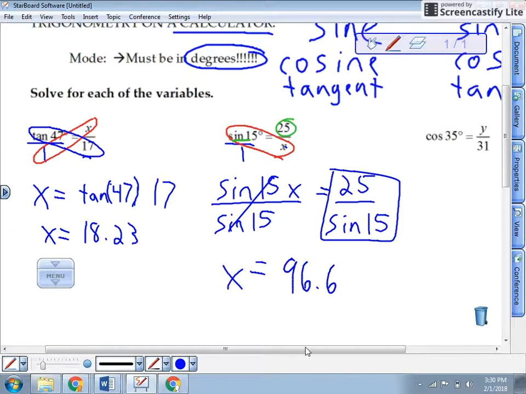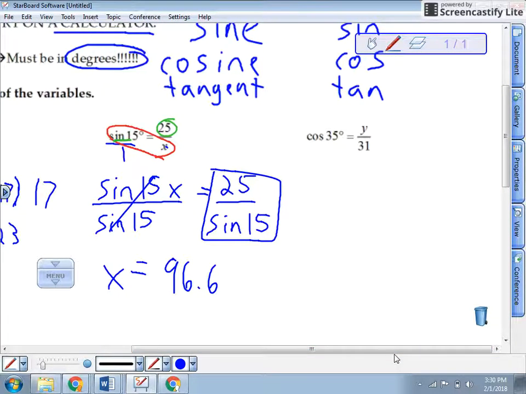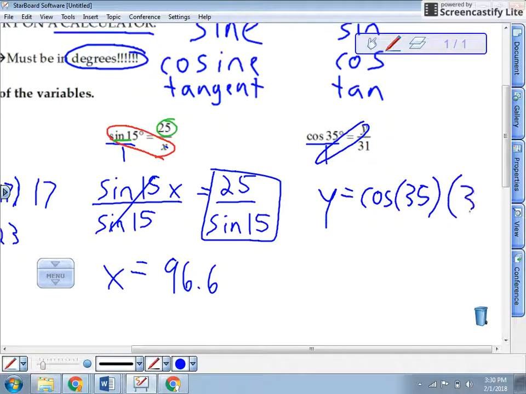We'll do one more. Let's do one with the cosine. Again, doesn't matter which trig function, we solve it the same way. 1 times y is just y equals cosine of 35. That's how you're going to see it on your calculator. You're going to multiply that by 31. And when you do that, you'll get a final answer of approximately 25.4.